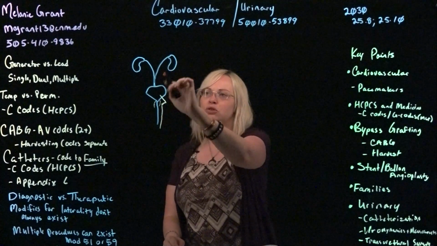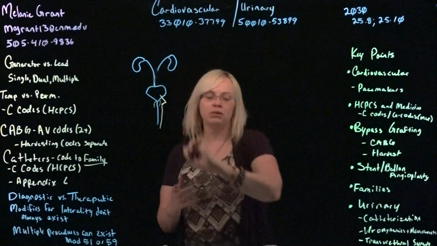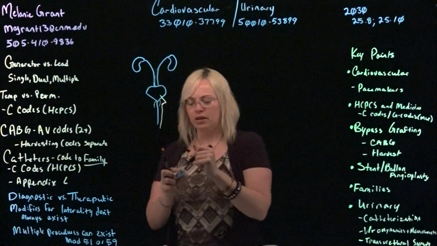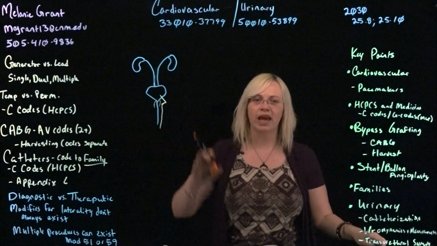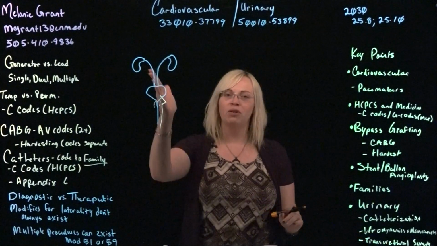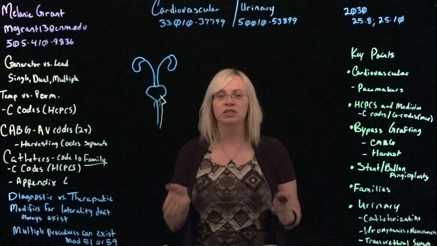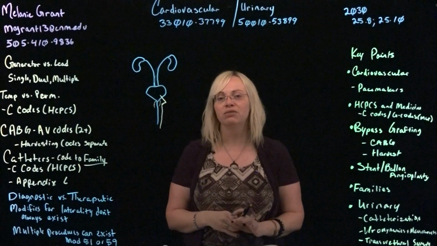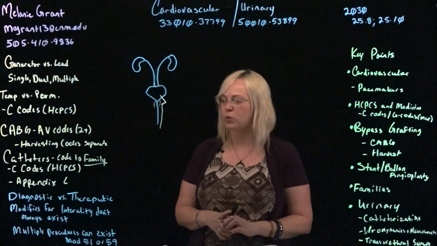And so even though there's two ureters here, even though I've made them one, and different procedures can be done, you only have one urethra, and so therefore that procedure cannot be bilateral. A lot of providers get confused about that, and a lot of coders do as well.